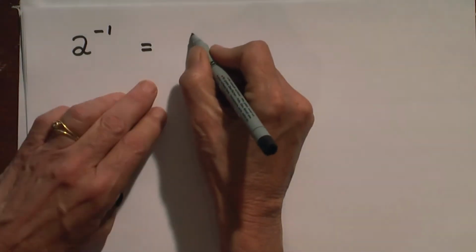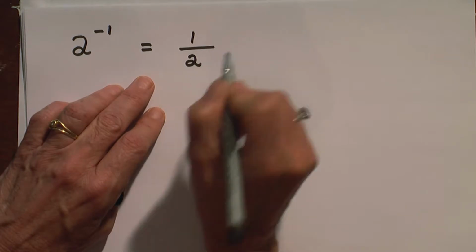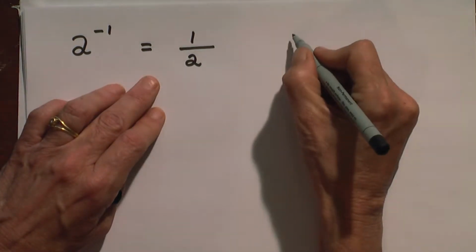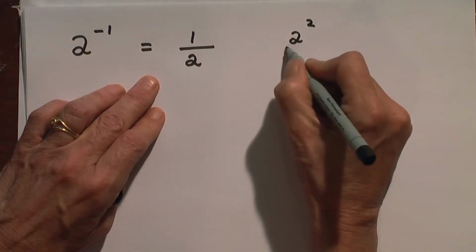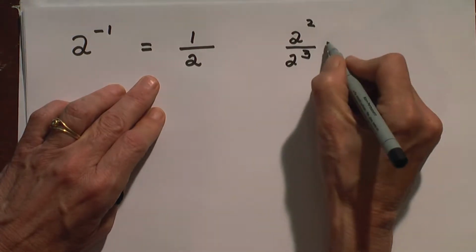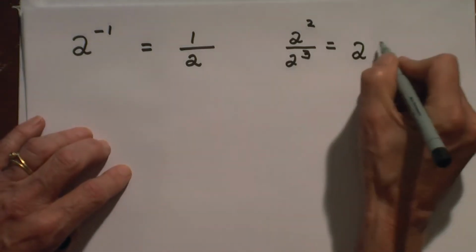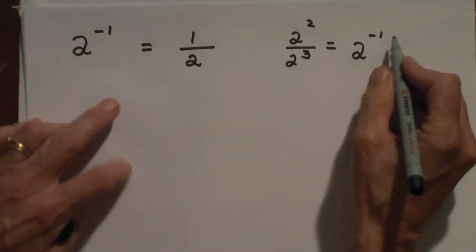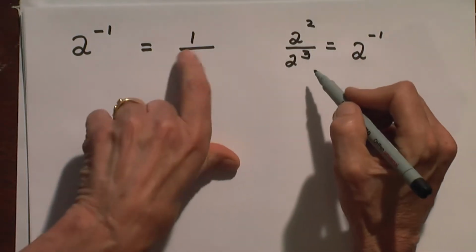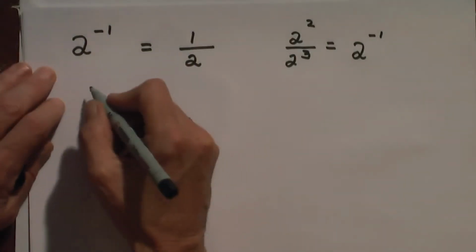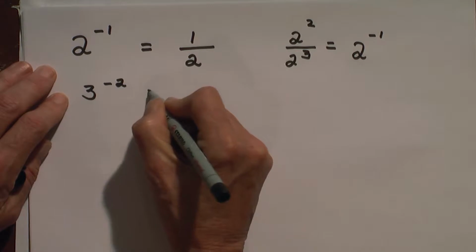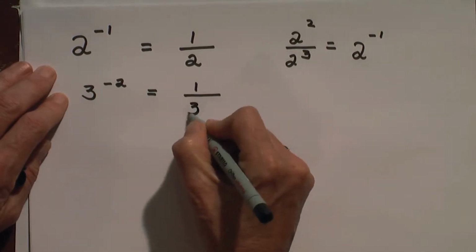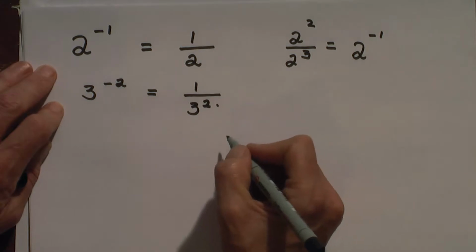Firstly, if I've got 2 to the minus 1, what does that mean? It's basically 1 over 2. Why? Because if I had 2 squared over 2 cubed, by using rule number 2, I would have 2 to the 2 minus 3, which is minus 1, which you can see, if I had cancelled, would be 1 over 2. So 3 to the minus 2 is clearly 1 over 3 squared, 1 over 9.